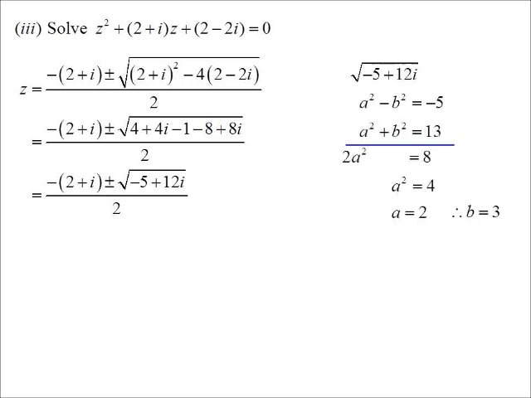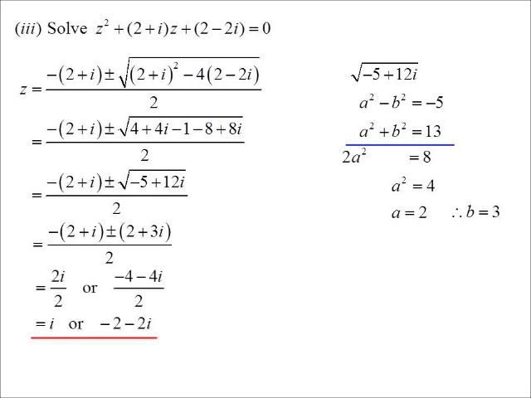I'll just do that to the side. That one will work out nicely. We get a is 2, b is 3. The imaginary part is positive, so they'll have the same sign. So we get plus or minus 2 plus 3i. And, well, let's play around with that and we get our two answers.